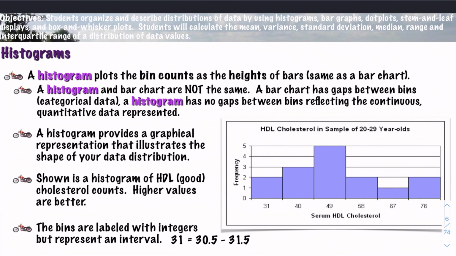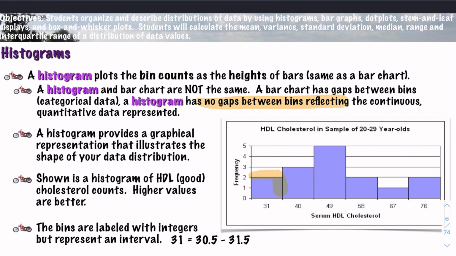A histogram plots the bin counts as the heights of bars. So same as a bar chart. But a histogram and a bar chart are not the same, so don't get these confused. A bar chart has gaps between the bins, which are the categorical data. A histogram has no gaps between bins, reflecting the continuous quantitative data represented.